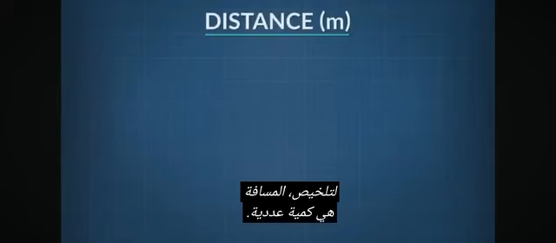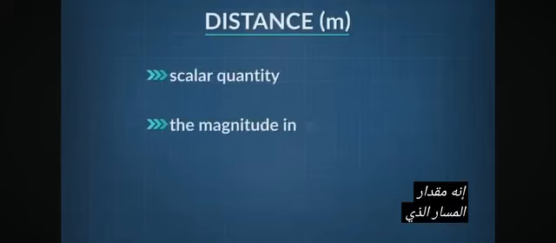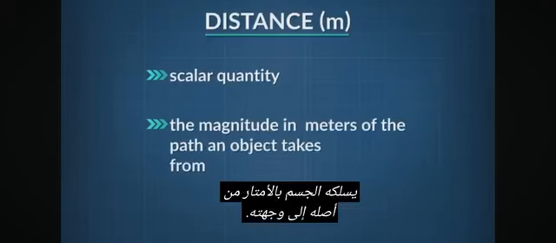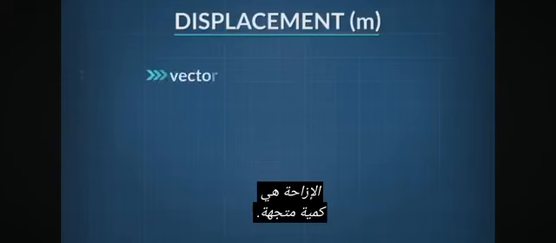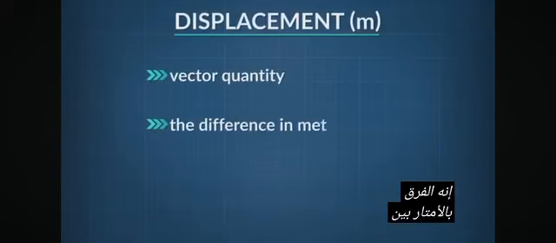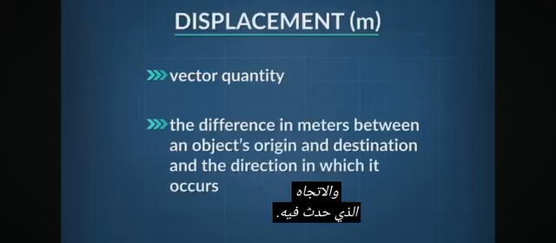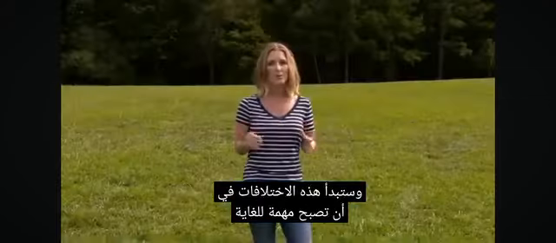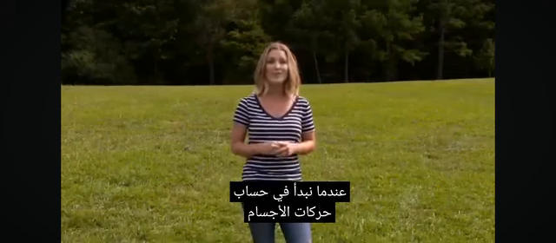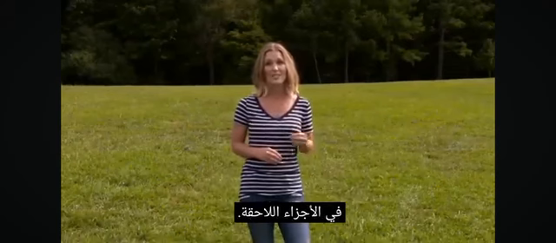To summarize, distance is a scalar quantity. It's the magnitude in meters of the path an object takes from its origin to its destination. Displacement is a vector quantity. It's the difference in meters between an object's origin and destination and the direction it occurred in. These differences will start becoming very important when we start to calculate motions of objects in later segments.